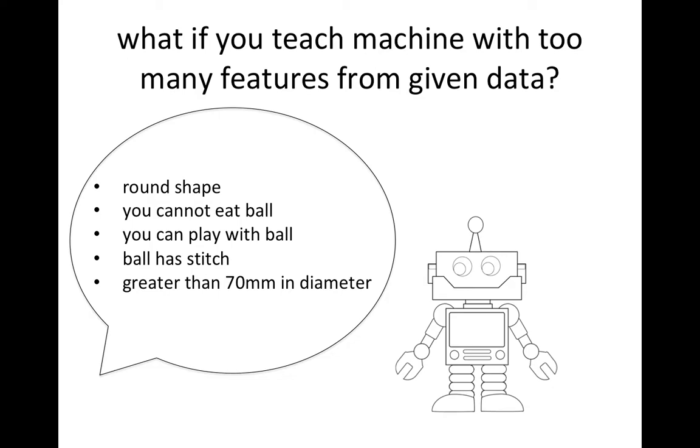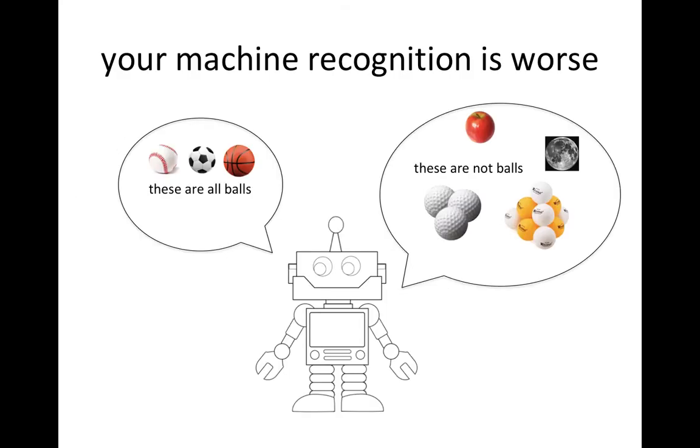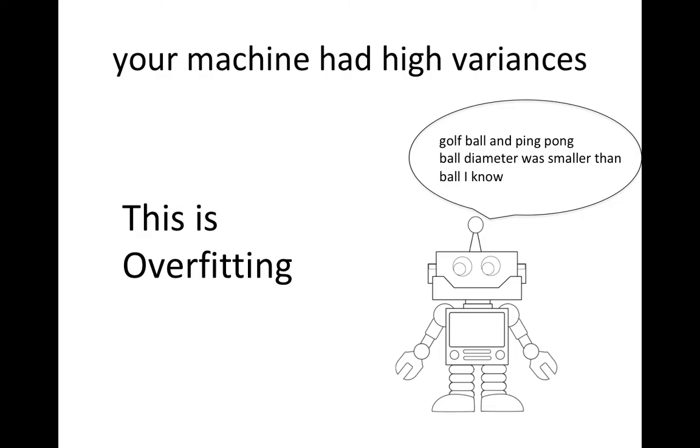So you train this information in your model, and if you test your machine, this machine is still good on the trained data. This machine says that this is a ball for the baseball, soccer ball, and the basketball. But if the machine goes outside and sees some unseen ball, like a golf ball or a ping pong ball, then the machine will say that these are not balls because these balls are much smaller than 70 millimeters in diameter and don't have stitches, right? This makes sense. So this situation we call overfitting. When your machine has high variance, we call it overfitting.